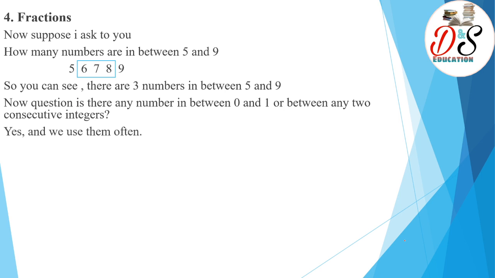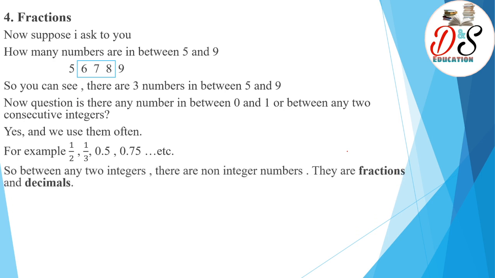Yes, there are numbers and we use them often. For example, half, 1 by 3, 0.5, 0.75. These are all numbers that lie between 0 and 1. Remember, there are infinite numbers that lie between any two numbers. So, between any two integers, there are non-integer numbers.